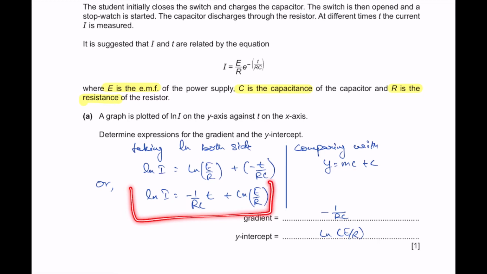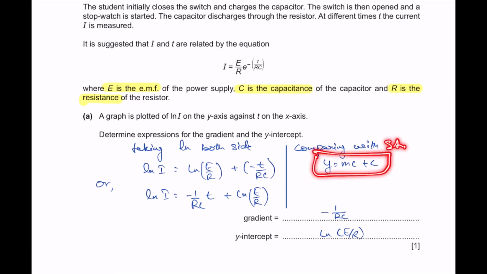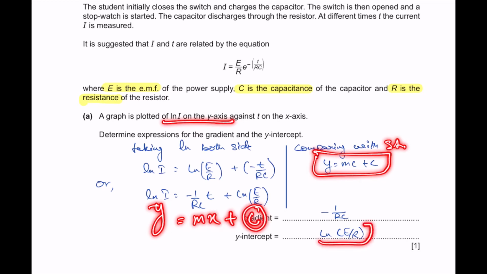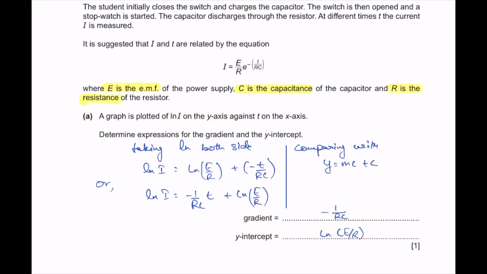Now comparing this equation, if you have studied the features of logarithms, it will be very easy for you to rearrange this equation and compare it with the equation of a straight line, that is y equals mx plus c. So ln I is on the y-axis, so this is y, and this is mx plus c. So c is the y-intercept, so ln E by R is my y-intercept, and the gradient m is minus 1 upon RC. So the part a we have completed by using the knowledge of logarithms.